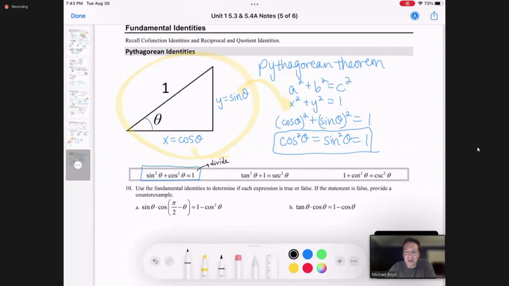Sorry, yep, go ahead. You have cosine squared theta equals... Oh my gosh, sine squared theta. Thank you so much. Clearly we are going to save the rest after this.